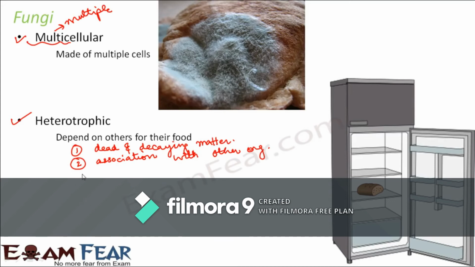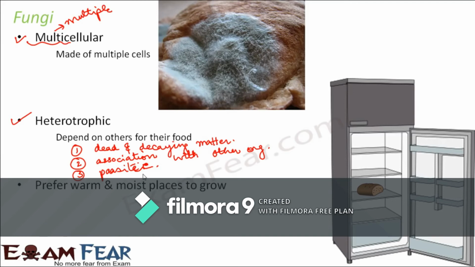And the third scenario is that they can also be parasitic. That means they live inside the body of another animal and get their food from that animal, and at the same time, being parasitic, they will cause disease to that animal. So fungi can also be parasitic in nature. So these are some of the ways by which fungi obtain their food.